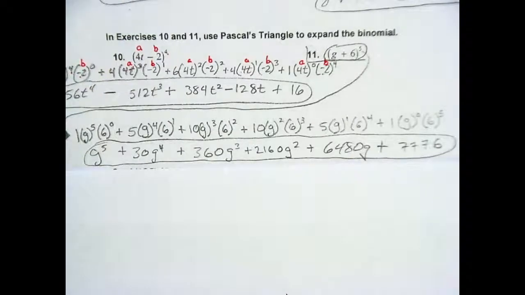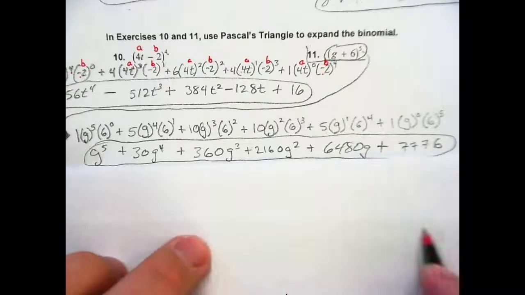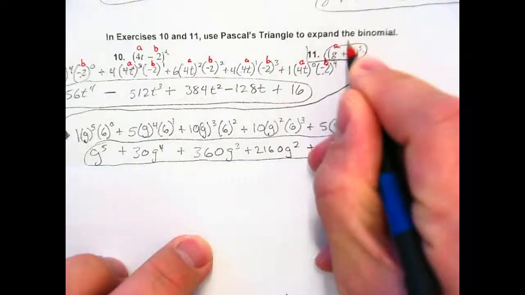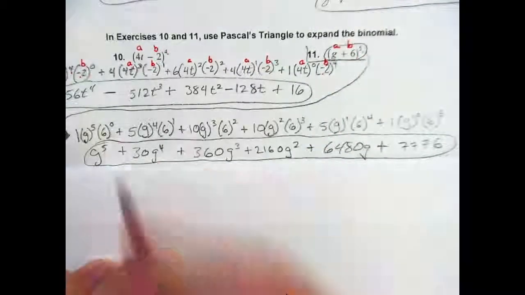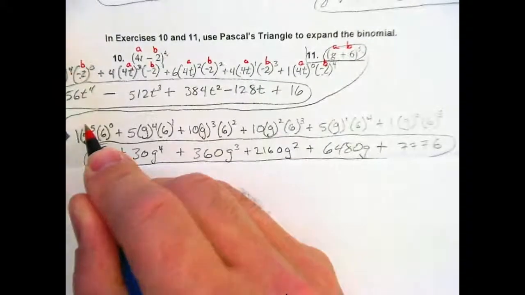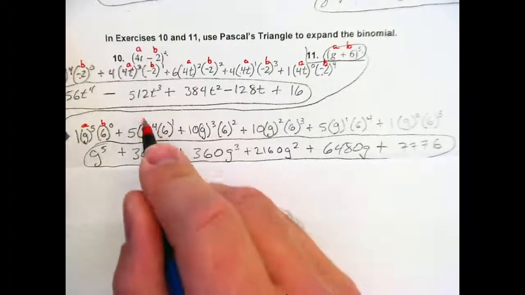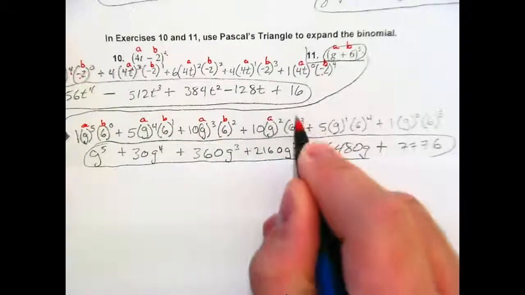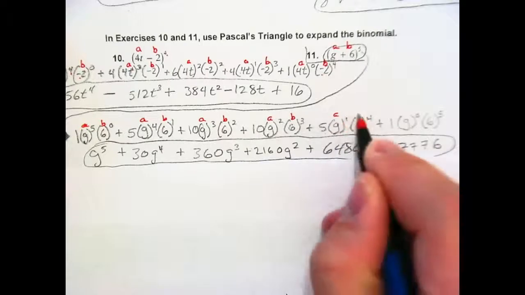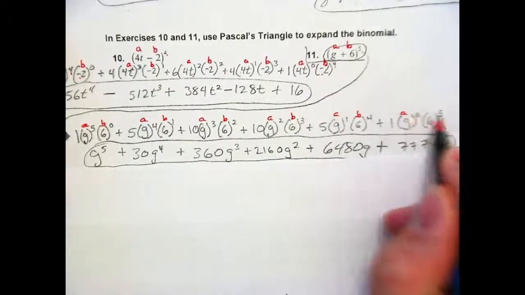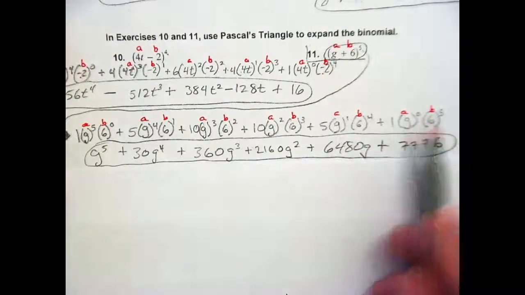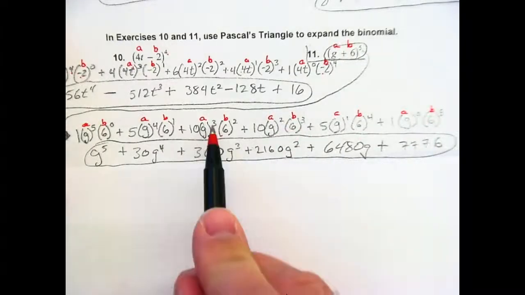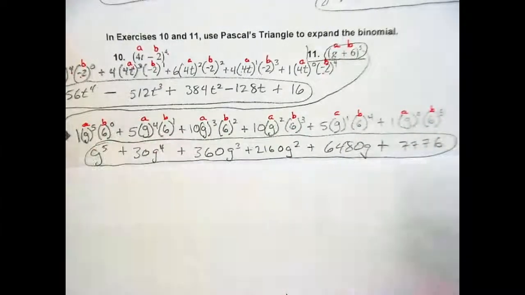There you got it. Then it's a 5th degree. So that's your A, that's your B. Your powers always add up to whatever degree you started with. So 0 plus 5 is 5, 1 plus 4 is 5, 2 plus 3, 3 plus 2, 4 plus 1, and 5 plus 0. Okay, any questions?